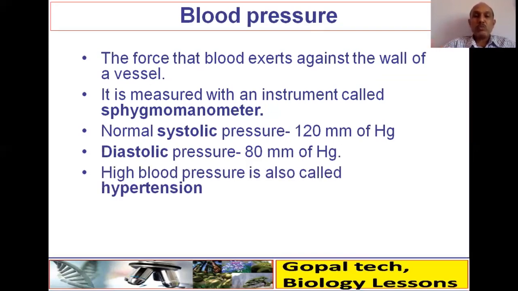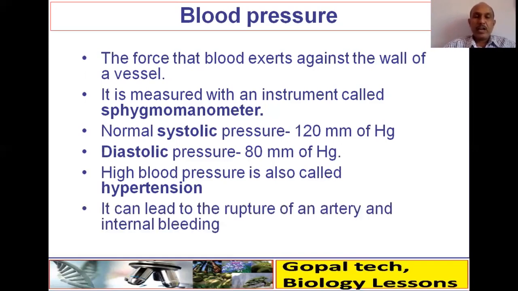If the blood pressure is more than 120, 140 okay, above 140 उसको बोलेंगे high blood pressure. It can lead, अगर high blood pressure है, hypertension है, rupture of artery and internal bleeding होगा in our vital organs like brain या kidney etc.